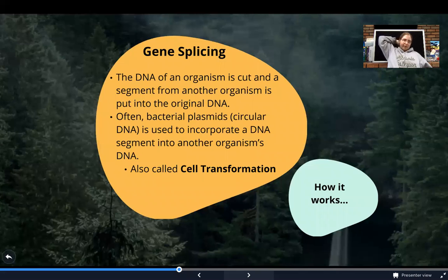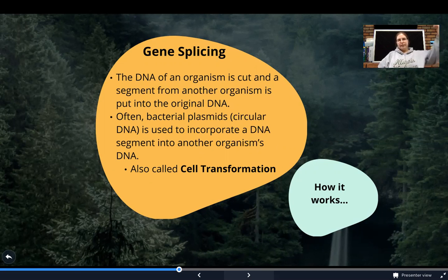Gene splicing. A lot of times this is what people think about when they hear the term genetic engineering. Now, this is kind of a subset of genetic engineering. This is more the lab side of it as opposed to the selective breeding side. So the DNA of an organism is cut and a segment from another organism is put into the original DNA. So what that means is we are taking a segment of DNA, a specific gene maybe, from one organism and putting it into the DNA of another organism.